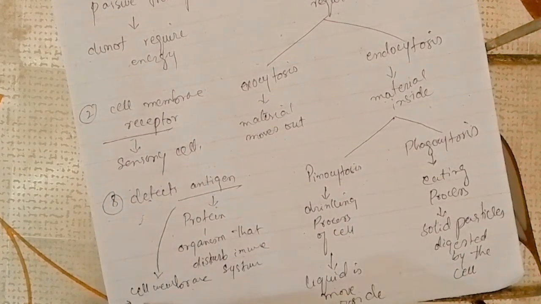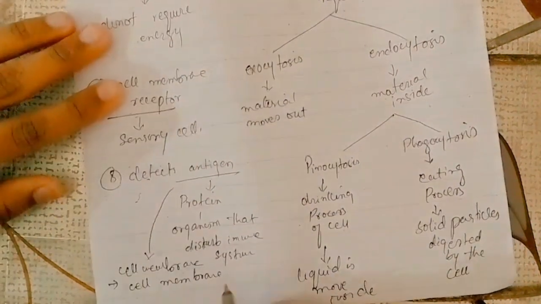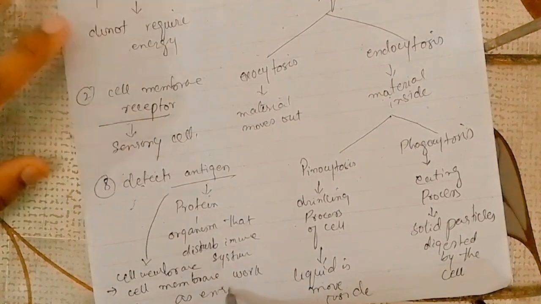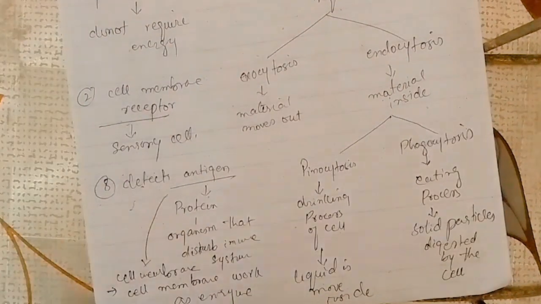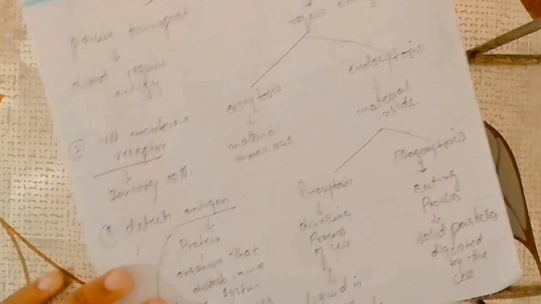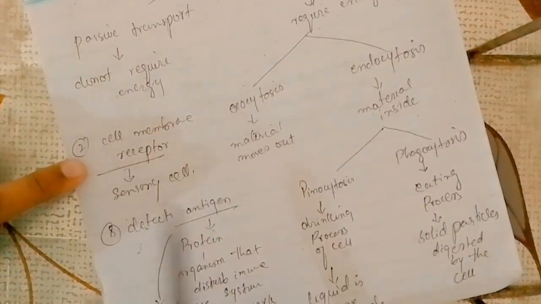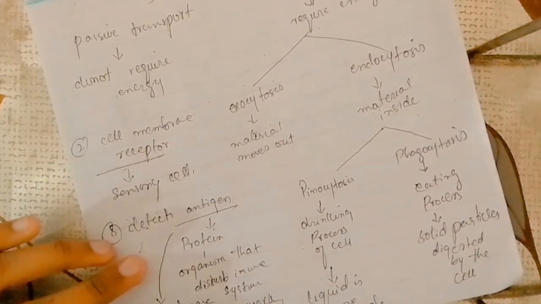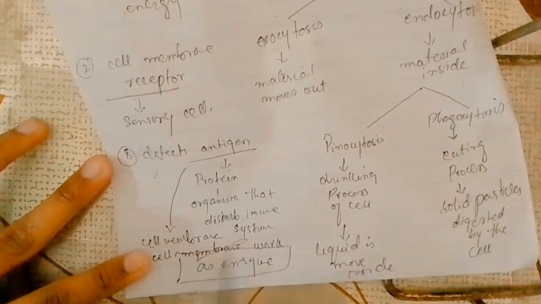Then another point, the cell membrane also works as an enzyme. So as we talk about the functions, it works in the transportation of material, it also works as a receptor and detects the antigen, and it also works as an enzyme.